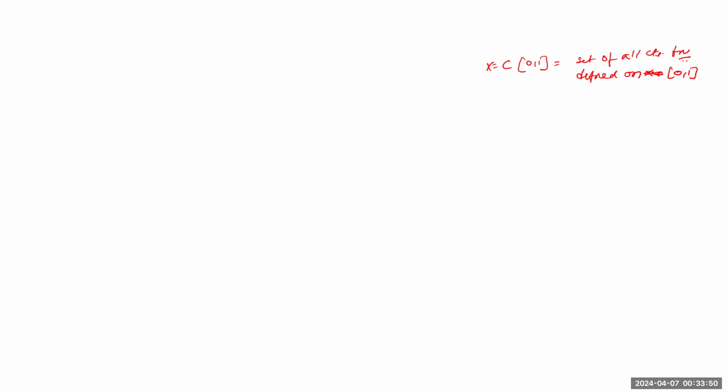So we know that this X is a metric space with respect to d infinity. What is the d infinity of f comma g? That is equal to the supremum of modulus of f of x minus g of x, where x belongs to [0, 1]. We know that this is a metric, and hence that is a metric space, right? So the supremum metric d infinity gives a metric space.